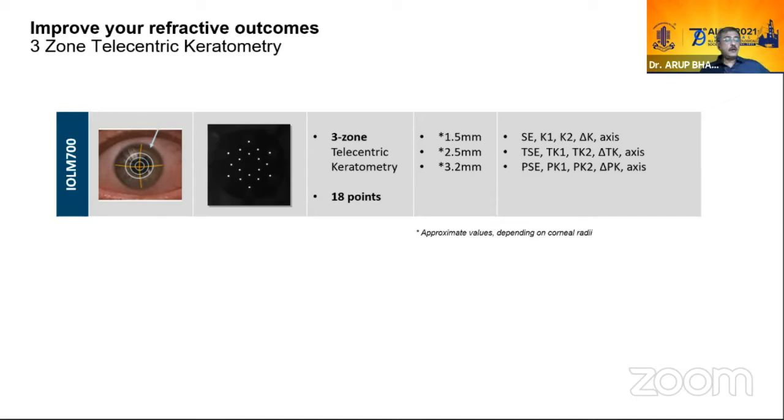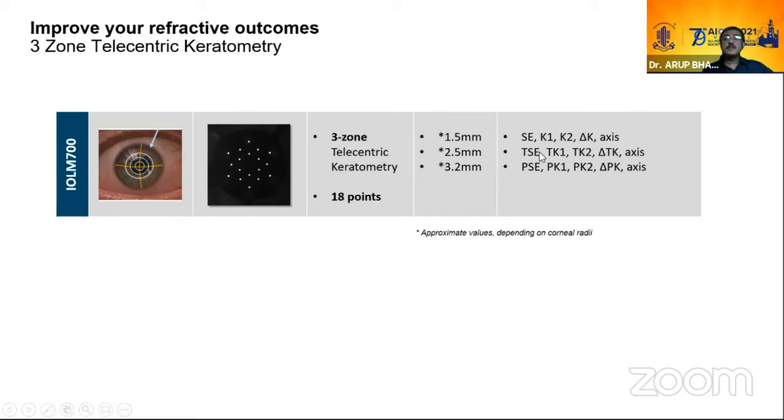Mind it, this quality of OCT is never a substitute for the actual retinal or macular OCT. It has a beautiful three-zone refractive telecentric keratometry at 1.5, 2.5, and 3.2 mm, and it gives a spherical equivalent, K1, K2, axis, and mean K and axis in the anterior surface and the posterior surface.